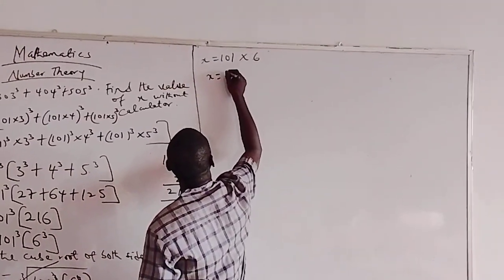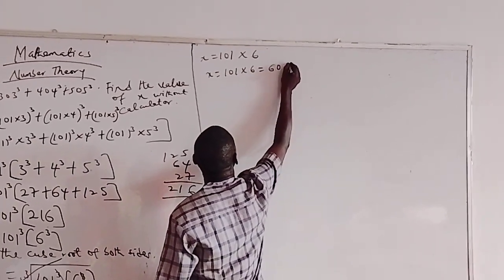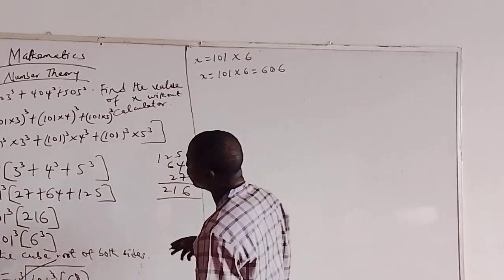So x is equal to 101 times 6, which is equal to 606. So the value of x is 606. So that comes to the end of the session.